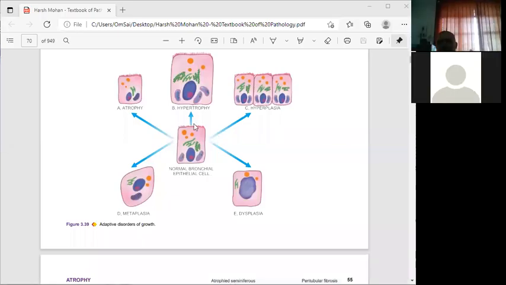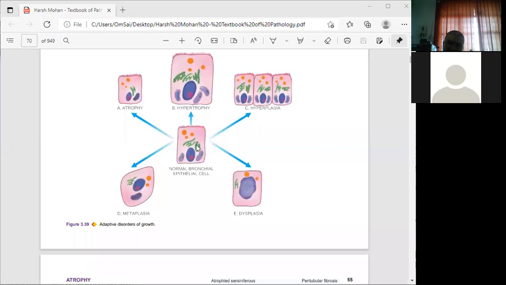In hypertrophy, the size of the cell has increased. In atrophy, the size of the cell has decreased. In hyperplasia, the number of cells has increased.